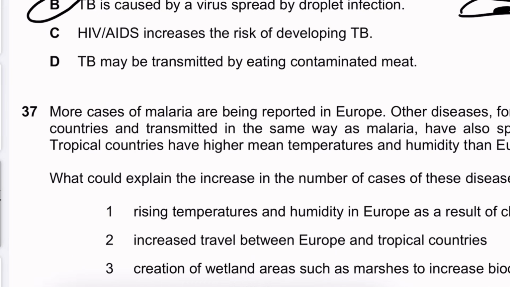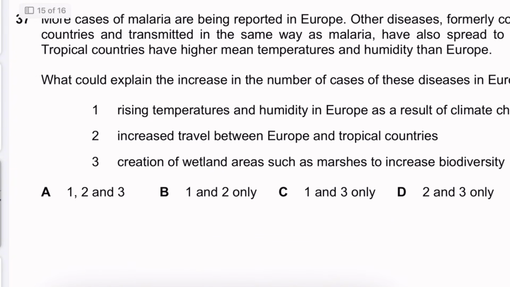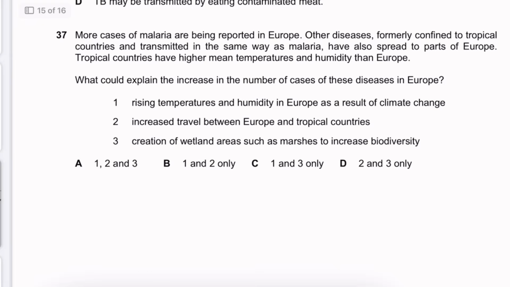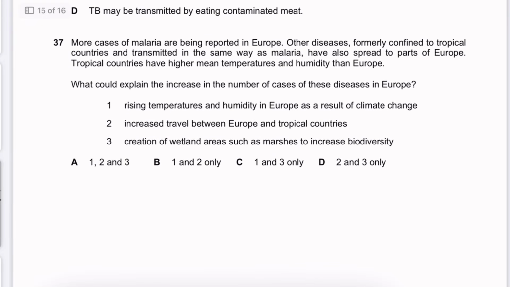100% Mycobacterium bovis is found in contaminated meat. 37 more cases of malaria are being reported in Europe. Other diseases formerly confined to tropical countries and transmitted in the same way as malaria have also spread to parts of Europe. Tropical countries have higher mean temperatures and humidity than Europe. What could explain the increasing number of cases of these diseases in Europe?